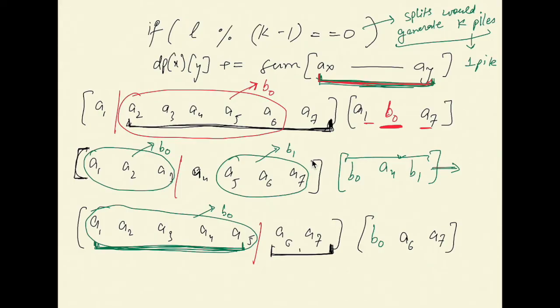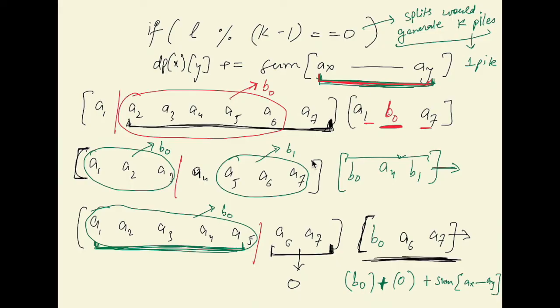What 0 means is that we are not merging them yet. We can't merge them. And now to merge all of these 3, we basically have to add b0, the cost for this, plus 0, the cost for the right subarray, and then we also have to add sum of ax to ay. And this term only comes when L modulo k minus 1 equals 0.